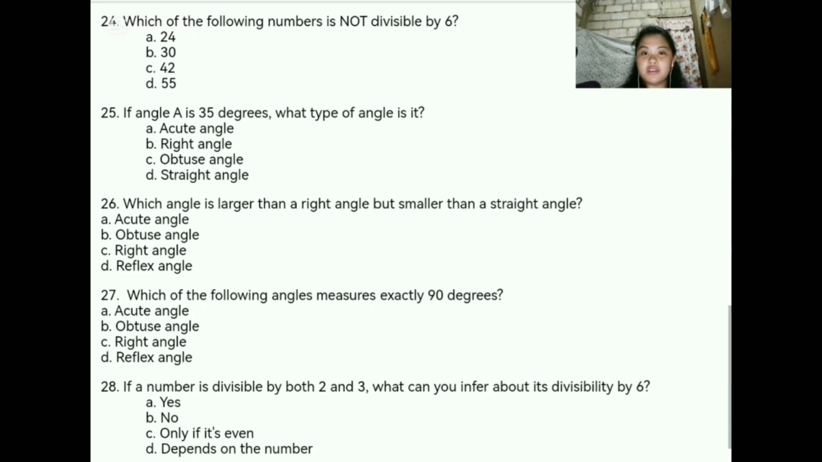So I will give you examples like 6, 2 times 3 is 6, and also 12. 12 is divisible by both 2 and 3 because 3 times 4 is 12 and 2 times 6 is 12. So it is also divisible by 6. So all numbers divisible by 6 like 6, 12, 18, 24, and so on are divisible by both 2 and 3. So the correct answer again for number 28 is letter A, yes.